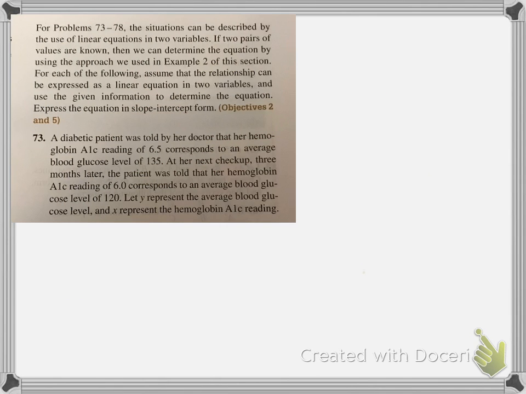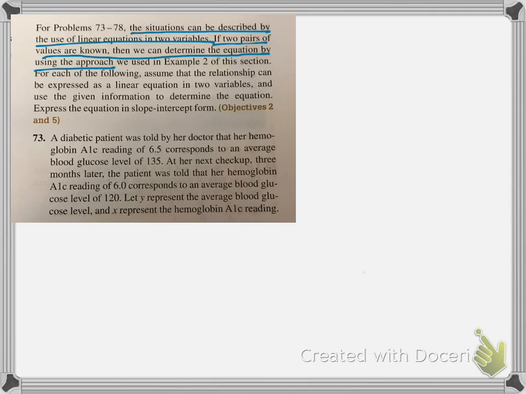Okay? You have to be told that there is a linear relationship. It says, the situations can be described by the use of a linear equation in two variables. Do you see this right here? If two pairs of values are known, then we can determine the equation by using the approach. And that just tells you what example in your book.